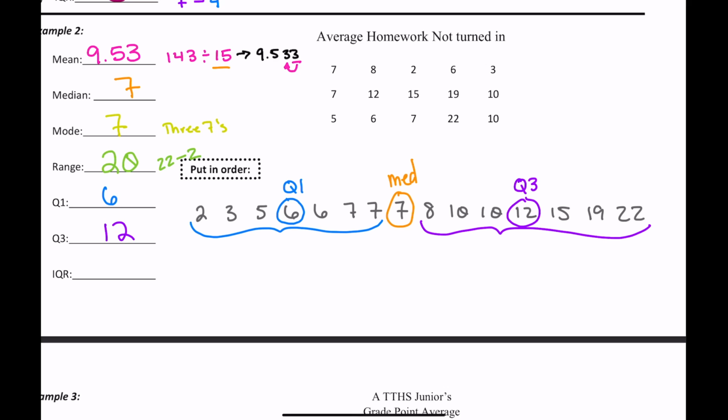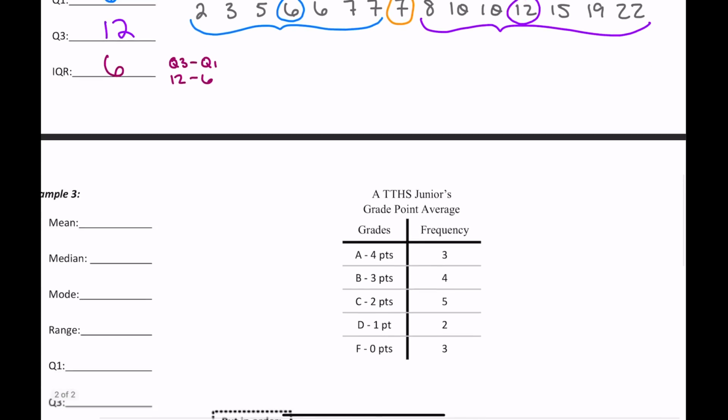Okay. My IQR is the range for Q3 and Q1. So I have to do Q3's number minus Q1's number, which means we're going to have to do 12 minus 6, which is 6. And there we are. Look at this beautiful rainbow. Isn't this perfection? All right.